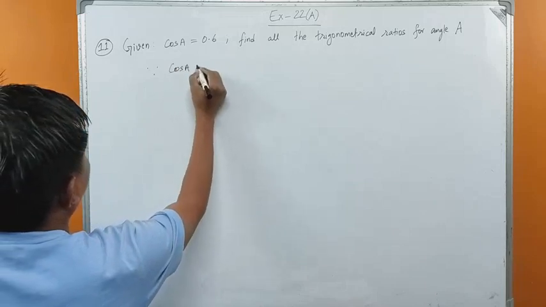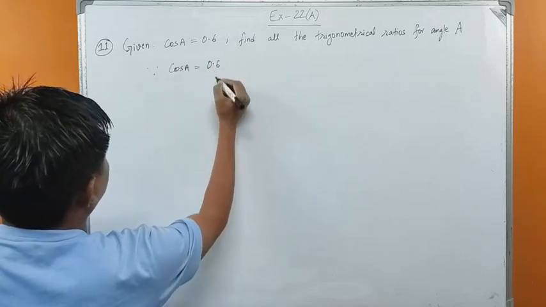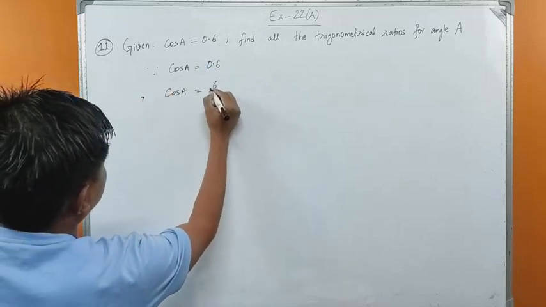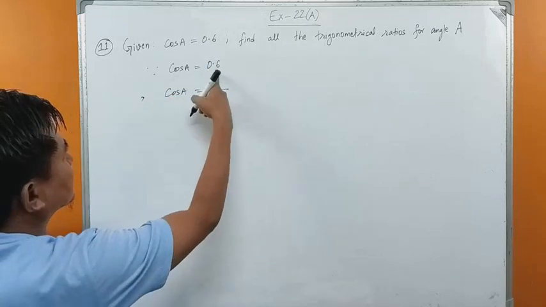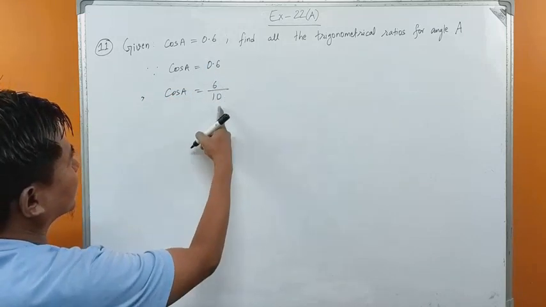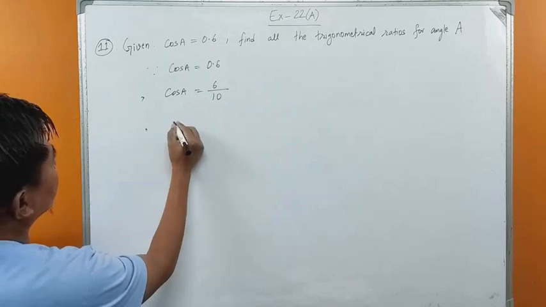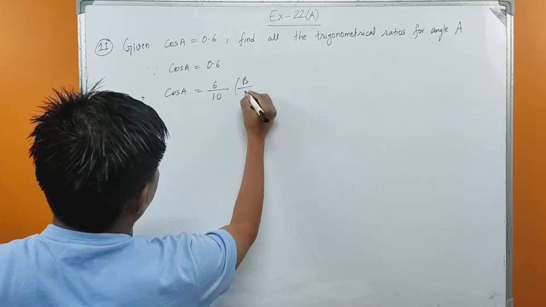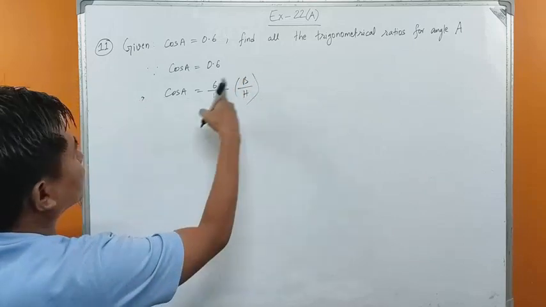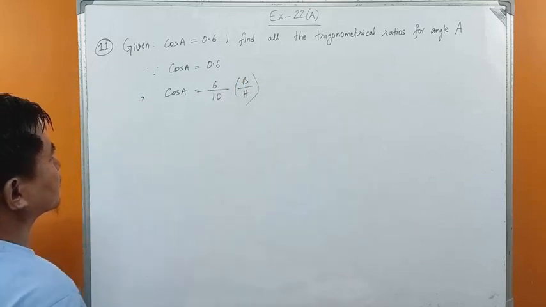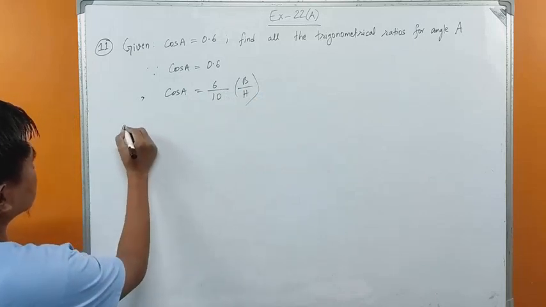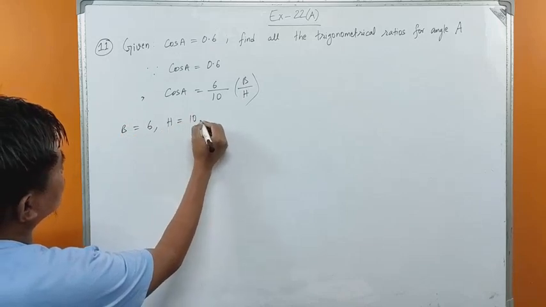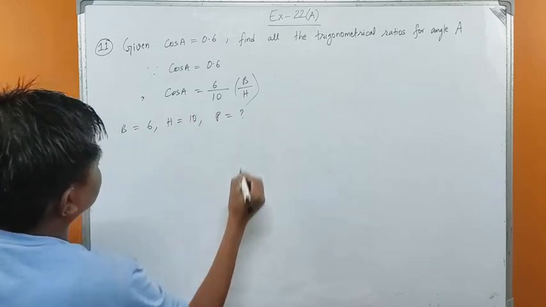Since cos A equals 0.6, or cos A equals 6 upon 10, isn't it? We remove the decimal point from the numerator and introduce 10 in the denominator. Now this is base and this is hypotenuse, isn't it? Cos is base upon hypotenuse. Base is 6 and hypotenuse is 10. So we need the perpendicular, which is the question mark.